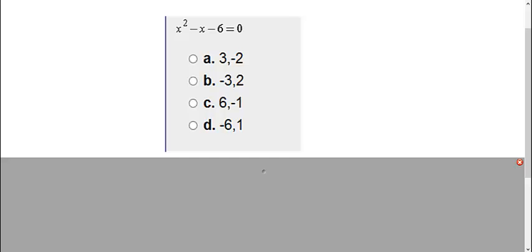In this first problem, we are going to be solving by factoring because we have x squared minus x minus 6 equals 0. It's already set equal to 0 for me. I can't solve by the square root method just because I don't have just this x squared. I still have this x here. So the easiest way is for me to factor this down.